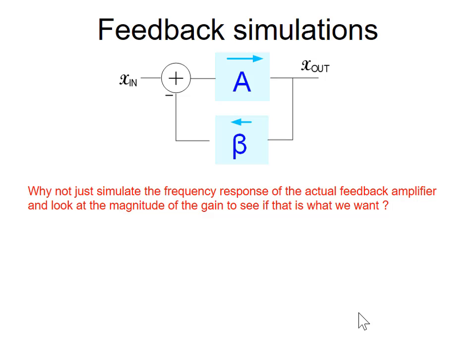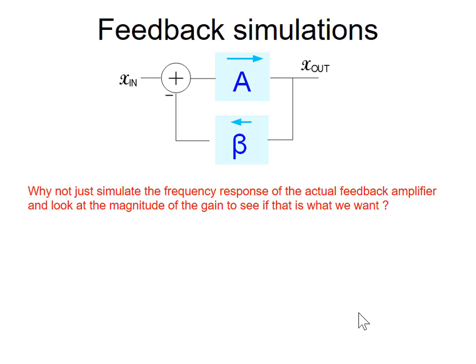Oh, here's another question. Why not just simulate the frequency response of the actual feedback amplifier and look at the magnitude of the gain to see if that's what we want? Forget about this monkey business with the pole locations. Forget about this monkey business with the phase margin. Just look at the gain of the amplifier. We can do that easily now, right? We could do it in 1950 easily. We can do it easily now. Will that work?